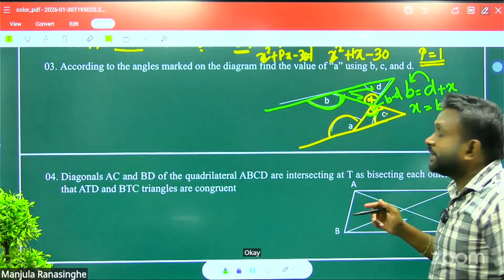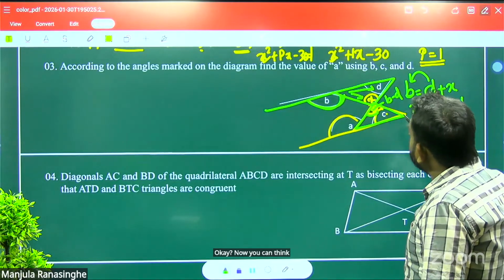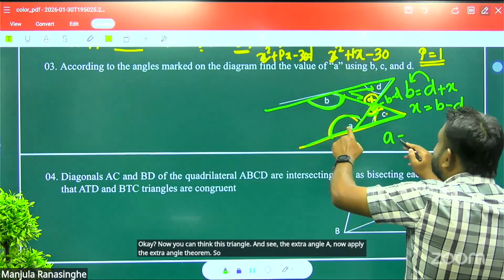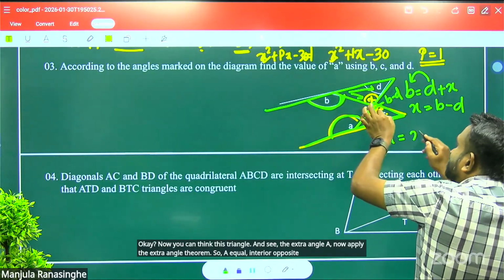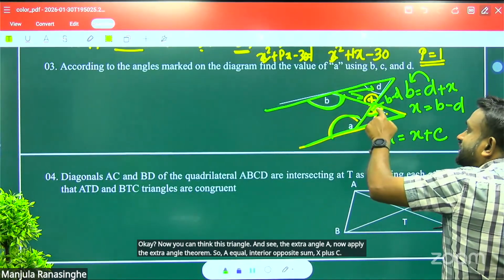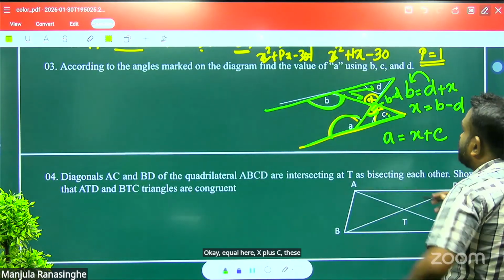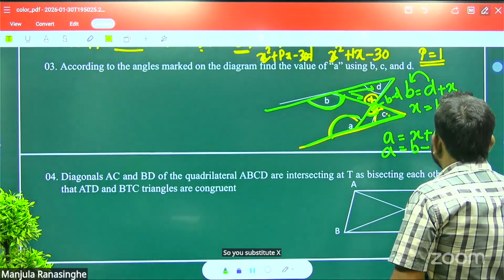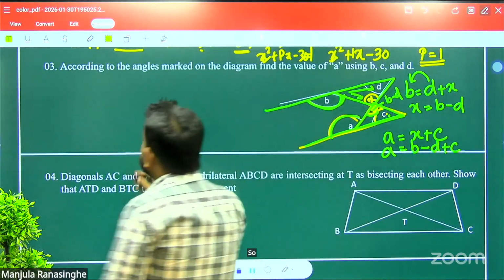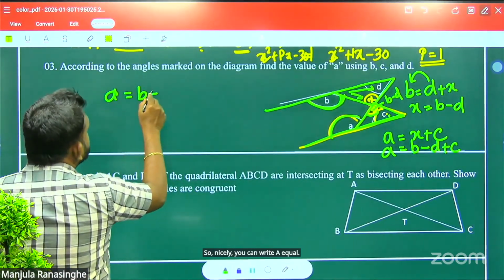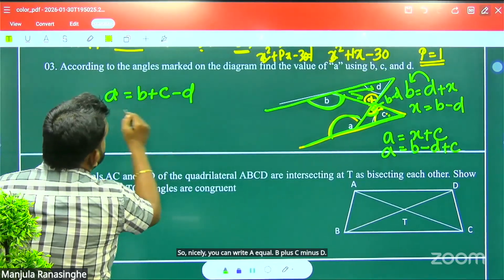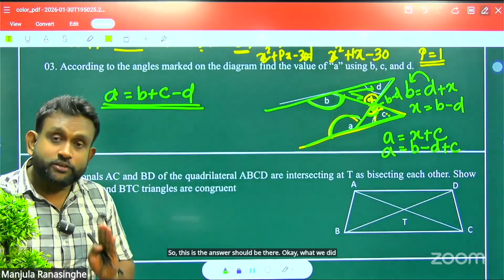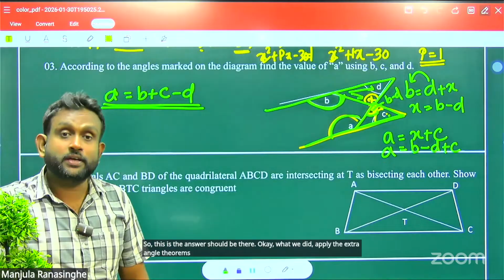Now think of this triangle and see the exterior angle A. Apply the exterior angle theorem. A equals the sum of the interior opposite angles, x plus c. So x was found as b minus d. Substitute x equals b minus d plus c. So nicely you can write A equals b plus c minus d. This is the answer. What we did is apply the exterior angle theorem in both ways.